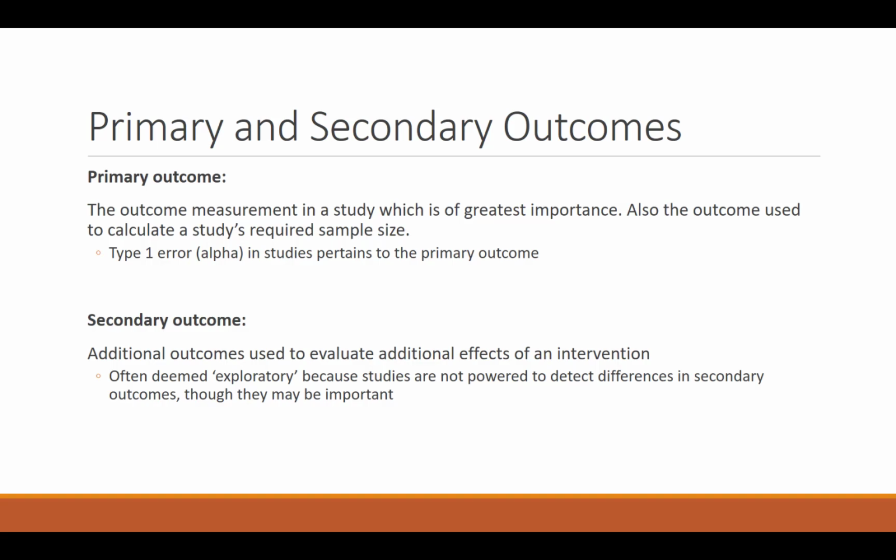Secondary outcomes are additional outcomes used to evaluate additional effects of an intervention. These outcomes are not used to calculate sample size or power. Type 1 error rate typically does not apply to these particular outcomes, except in certain cases which the authors should specify. And they're deemed exploratory because studies are not powered to detect differences in secondary outcomes, although they may be very important. We'll look at some secondary outcomes for our blood pressure trial in a little while.